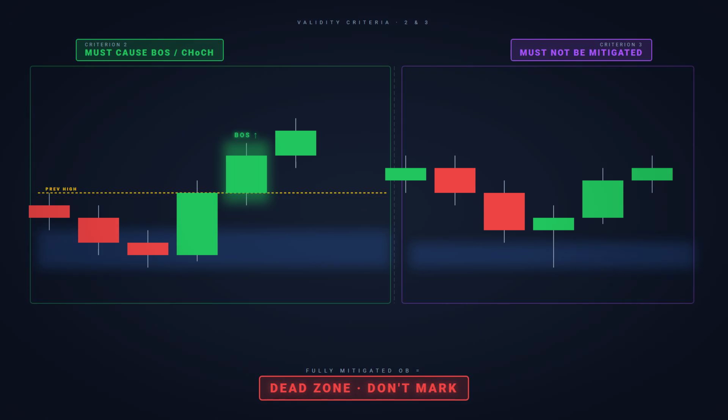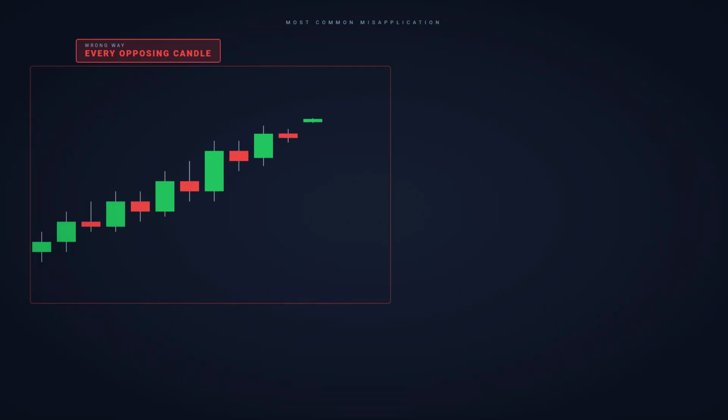I'm highlighting the OB right now so you can see exactly what we're talking about. This first touch of the zone, price comes in, reacts, and moves away. The OB is still active, the order was partially filled but not fully consumed. Now look at this second touch. Price comes in, pushes through the zone completely, and continues past it without reversing. That is mitigation. That zone is done. Don't mark it again. Don't trade it again.